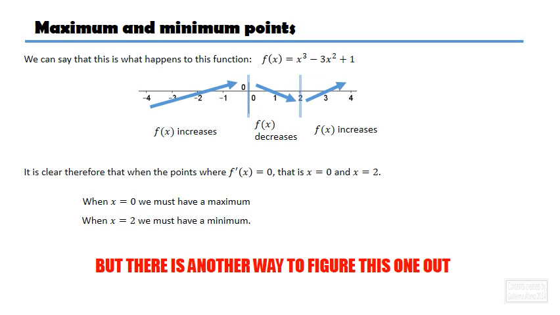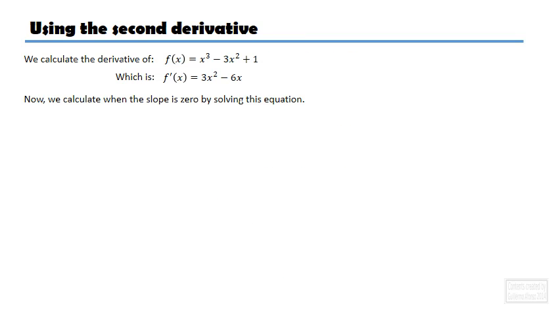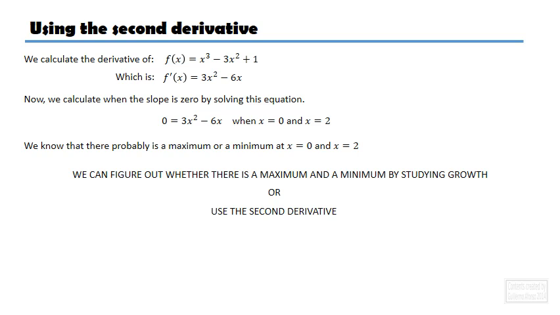We have to use something called the second derivative. So we calculate the derivative, here it is, and we know that the slope is 0 by solving this equation. Again, x equals 0 and x equals 2. And we know that there probably is a maximum or minimum there, but we don't know for sure which one. So we can study the growth, or we can use the second derivative. The second derivative is simply the derivative of the first derivative. So it's going to be 6x minus 6.